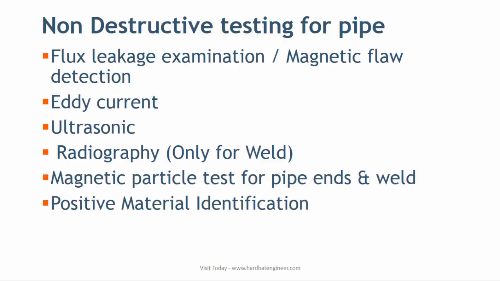Non-destructive testing is carried out on the piping component to ensure the soundness of the body and weld. NDT will check whether any physical or subsurface defects such as crack, porosity, or lack of fusion are present. These defects may affect the performance of the component during the service. Most common methods of NDT used are flux leakage examination or magnetic flux detection, eddy current, ultrasonic testing, radiography, magnetic particle test of the pipe end and weld seam, and positive material identification.